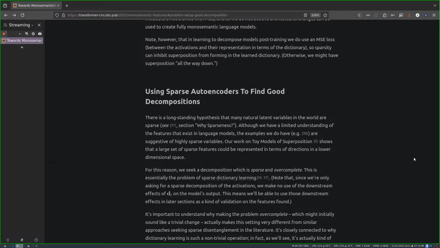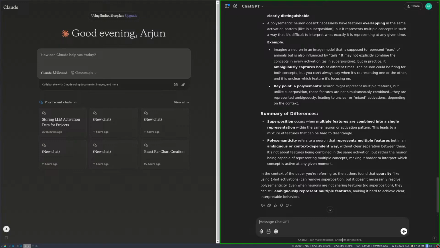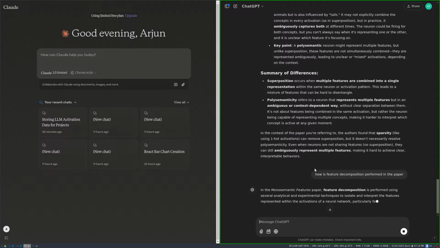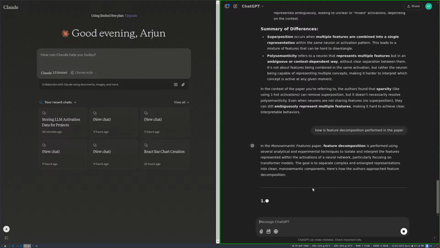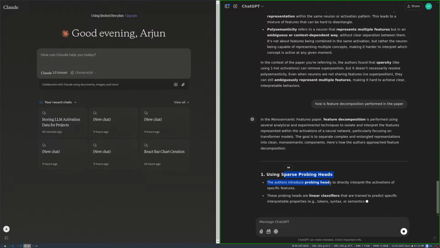This is called the... Okay. How is feature decomposition performed in the paper? Several analytical and experimental techniques.